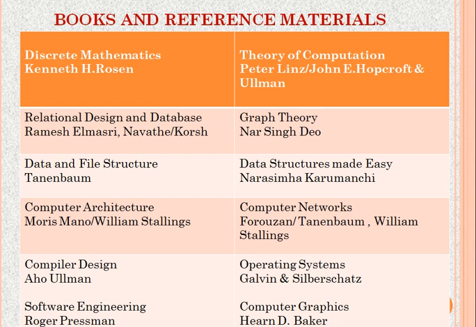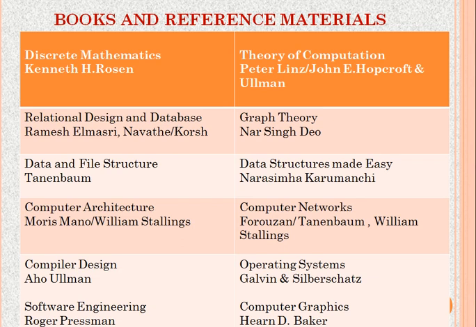With respect to data and file structure, the famous Tanenbaum book, and Data Structures Made Easy, the author is Narasimha Karumanchi. Computer architecture, you can refer either Morris Mano or William Stallings. And once again, computer networks, Forouzan, Tanenbaum or William Stallings textbooks. These are the textbooks which are available in the market. So you can refer any of these textbooks for preparing these particular papers.